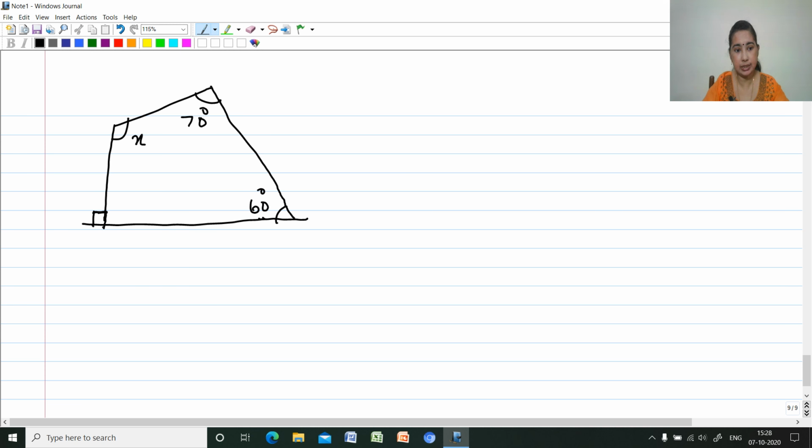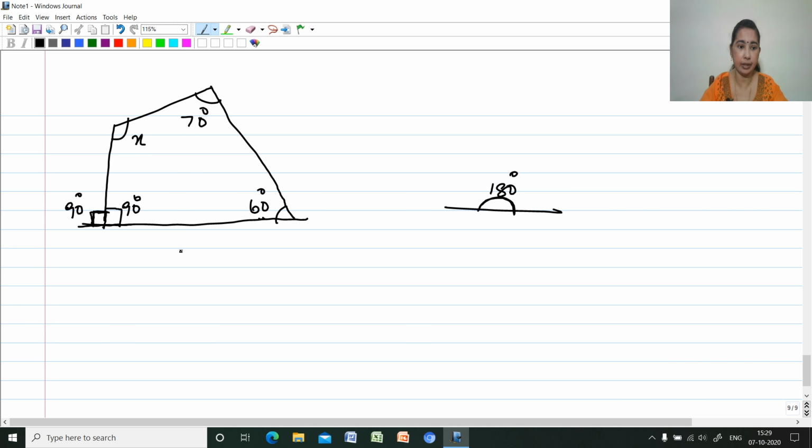If this angle is 90, see this is a straight line. For a straight line, the total angle will be 180 degrees, and the marking shows that it is a 90 degree angle. So the other side also will be 90 degrees. Now I need to find out the value of x.